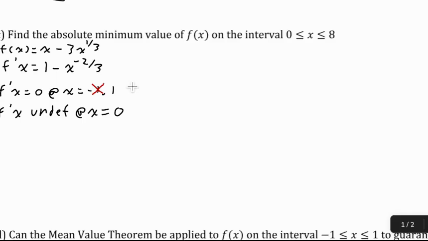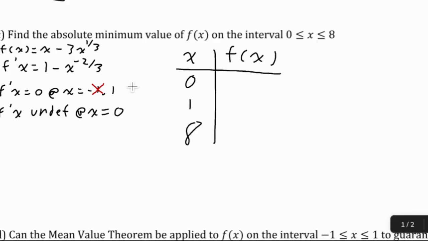Oops, wrong color. Let's get that back to black. And we'll put x over here and f of x over here. So we have 0, 1, and 8. And all we have to do is just plug in our endpoints and critical points into f of x, and whichever one is the lowest, gives us the lowest f of x value, that is our absolute minimum.